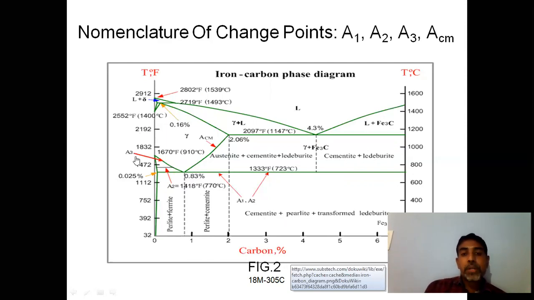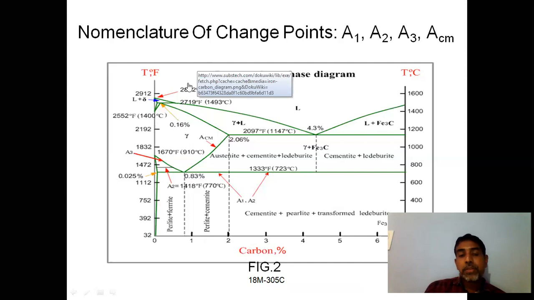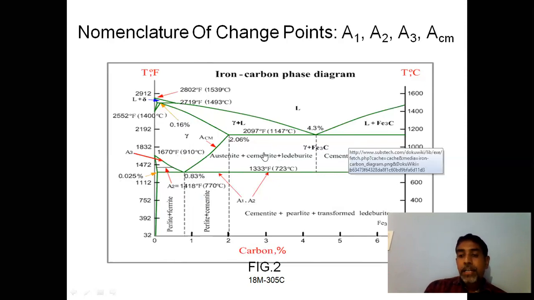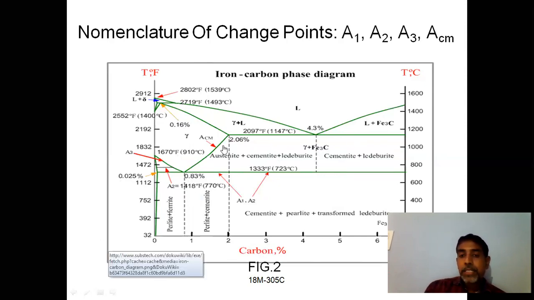So if you draw this from the liquid state, when you are going to cool with respect to carbon percentage, the composition of iron carbon will be at different temperatures and at different compositions. And you are having different critical points at critical temperatures like A1, A2, A3 and Acm. So here our interest is where these A1, A2, A3 and Acm are, that's it. We will discuss other points in the coming sessions.